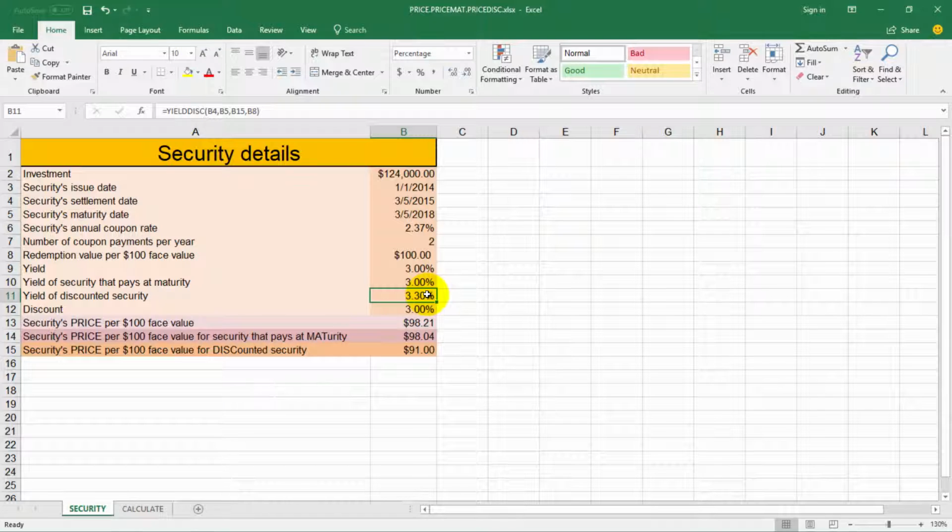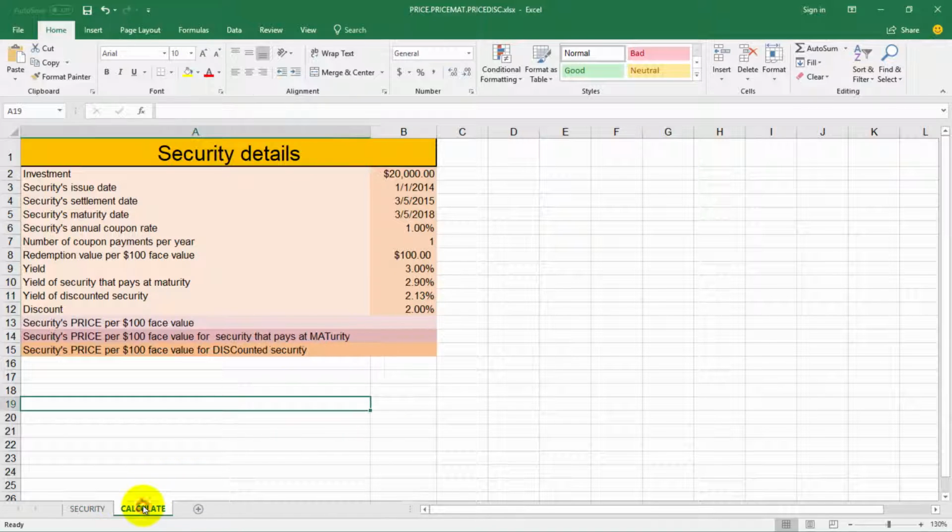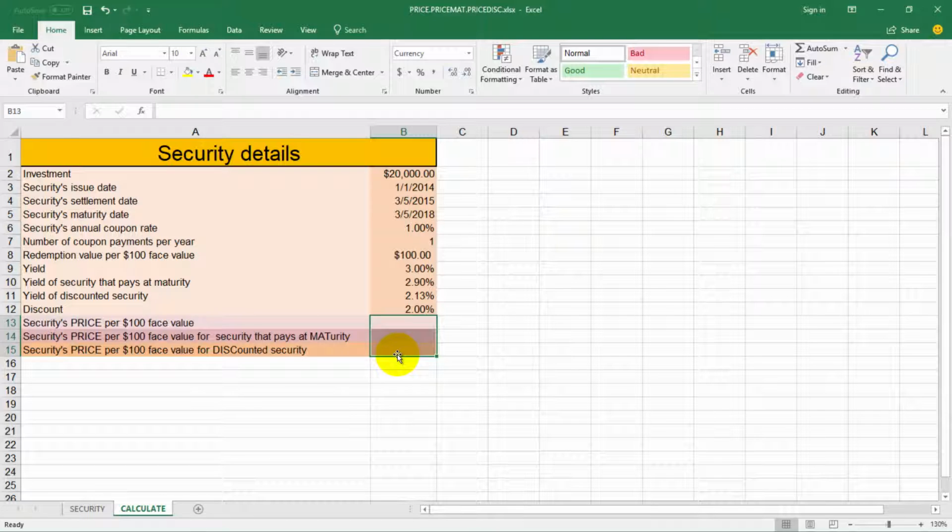It's time to see how these functions work. In this worksheet, we have a different investment plan. In this plan, we have to calculate the price for each of the three different scenarios. We again have our initial investment, our issue, settlement date, and maturity date, and the other security details we are going to need. The first scenario assumes that the security pays periodic interest.